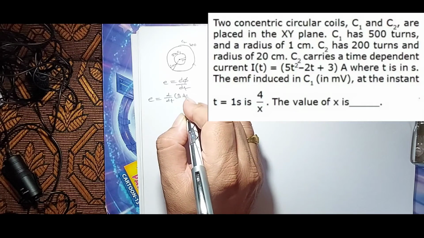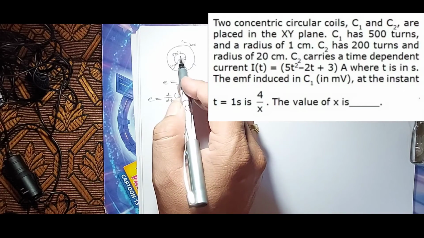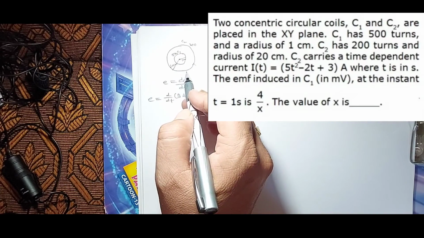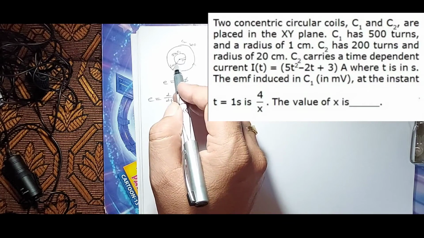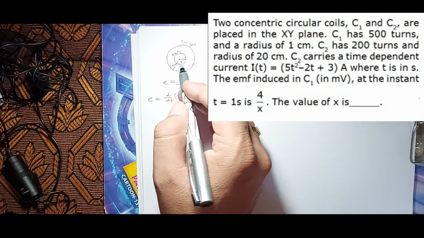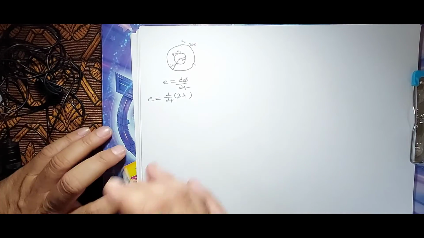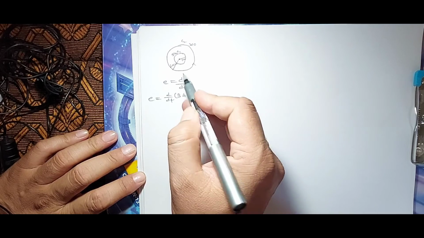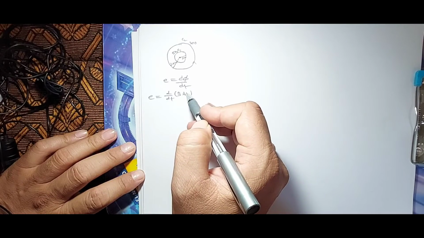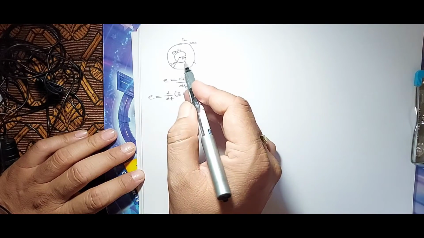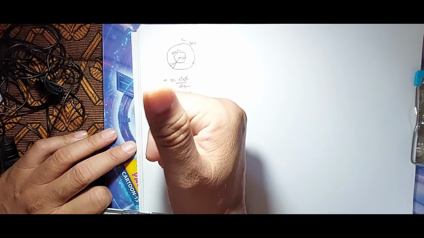So, here the concept is, these are two concentric coils. Whenever current is passing through the outer coil, due to the change in magnetic flux in the inner coil, an induced EMF is developed. That is what we are going to find out. Here E is equal to dφ/dt. The angle between B and A is 0. These are in the same direction, by the right hand thumb rule.